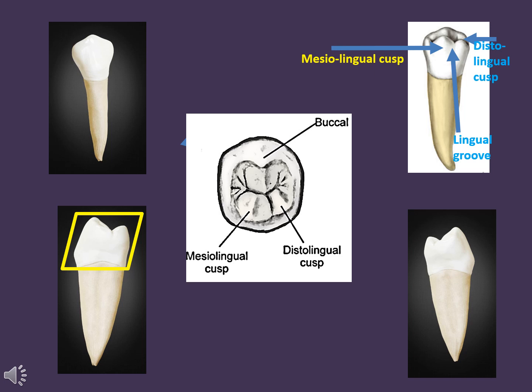There is a transverse ridge present in case of the 2 cusp pattern. There is no transverse ridge present in case of the 3 cusp pattern. A central pit is present in case of the 3 cusp pattern and no central pit in case of the 2 cusp pattern. I hope you understood the mandibular second premolar. Now we'll see the differences.